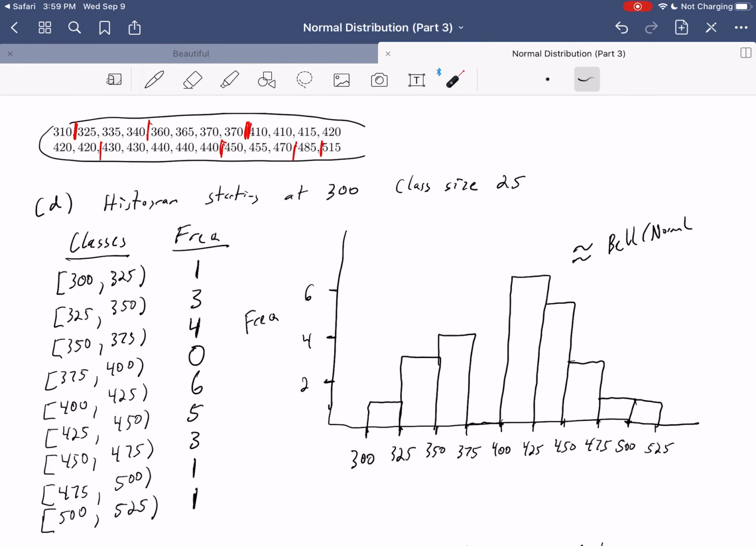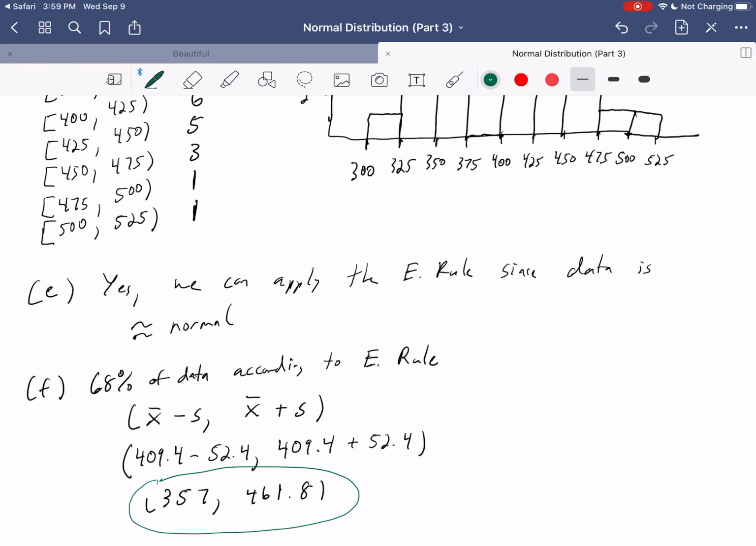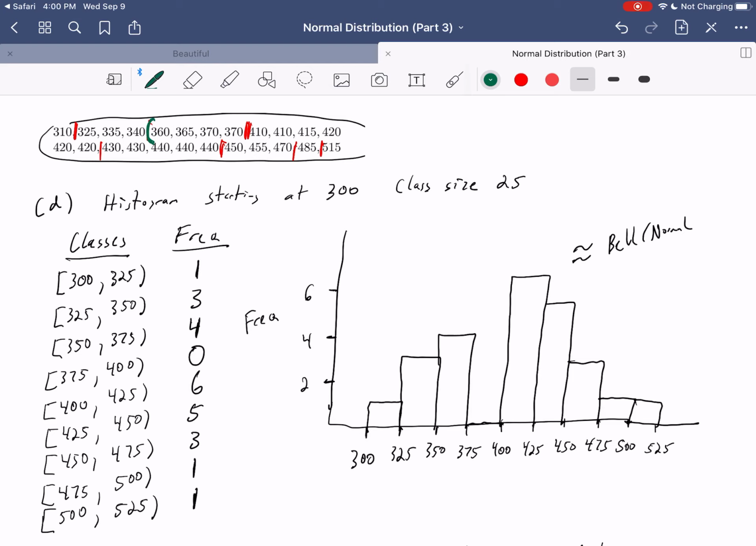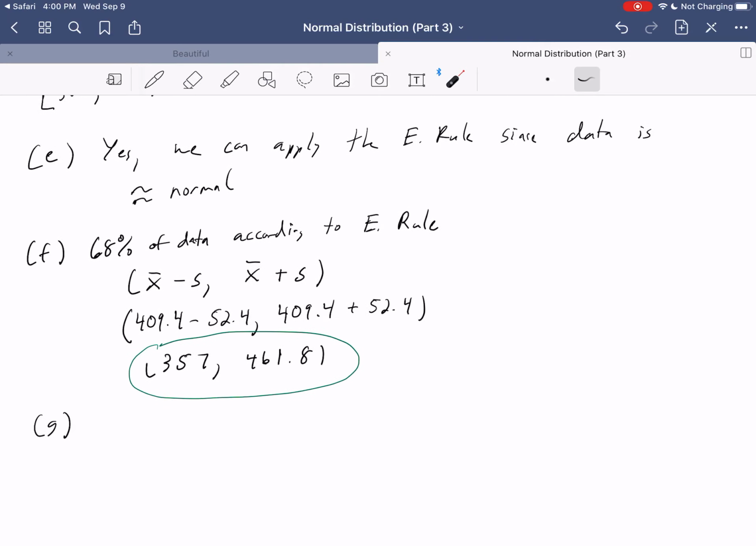So 357 would allow us to include here all the way up to 461.8. So 461.8 would get all this stuff there, right? 455 would be in there, but 470 would not. How much data is that? Well, we can just count. 1, 2, 3, 4, 5, 6, 7, 8, 9, 10, 11, 12, 13, 14, 15, 16, 17. So we got 17 of the data points.